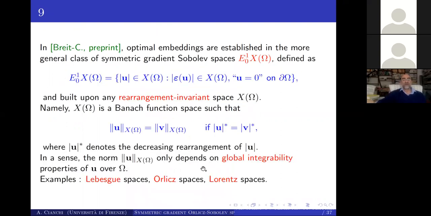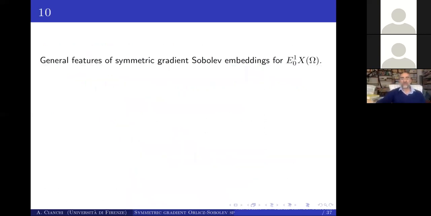Now, this comment I already made, and the typical examples of rearrangement invariant spaces are the Lebesgue spaces LP, Orlicz spaces that I've been talking about so far, and also Lorentz spaces. I'll give a definition of Lorentz spaces in special instances that will come into play soon. Now, before giving the general results that we obtained and the precise statement, let me tell you in advance what are some general traits of these embeddings that we got.